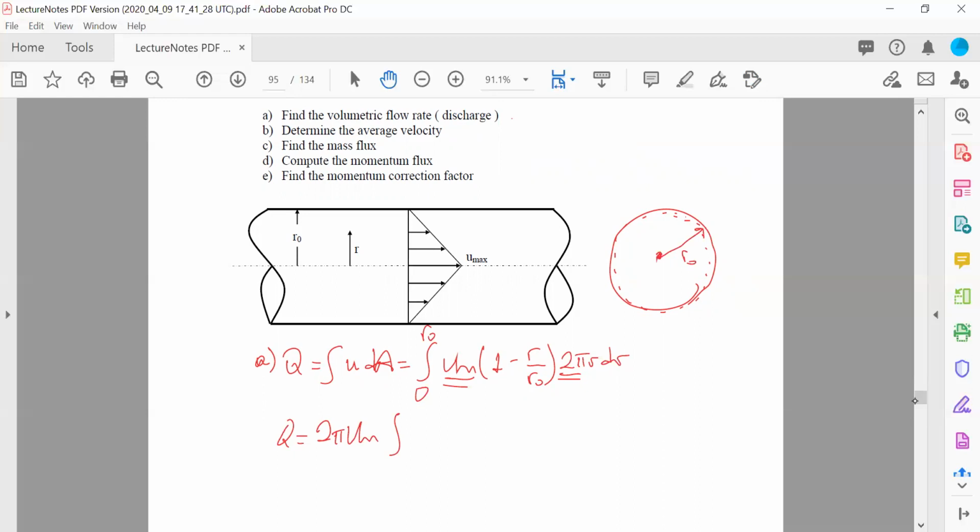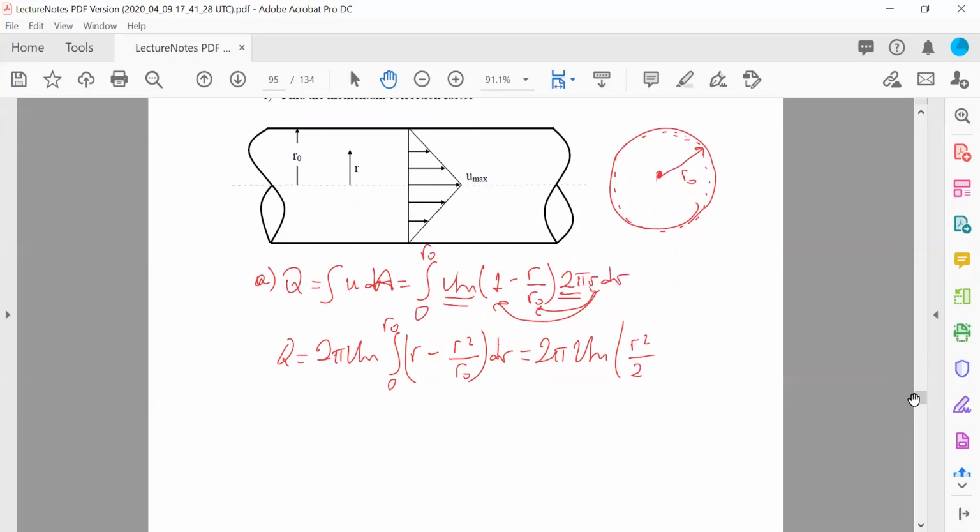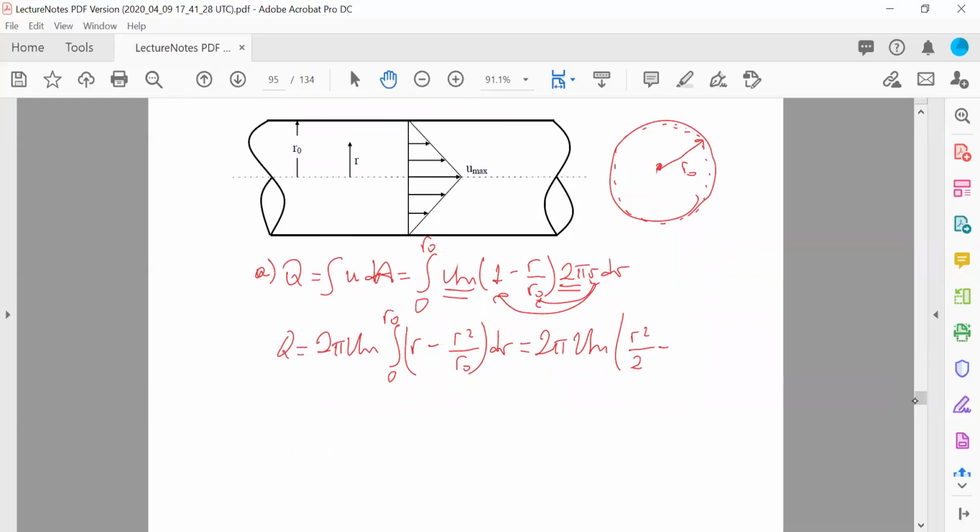Inside the integral, distribute this r into the parentheses, from 0 to r0, r minus r squared over r0, dr. And this integral will be equal to: the integral of r dr is r squared over 2, minus r cubed over 3 r0. Integral boundaries from 0 to r0.